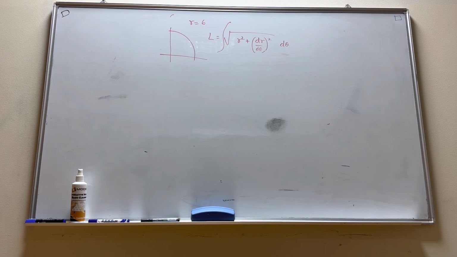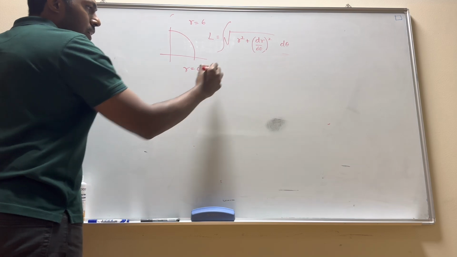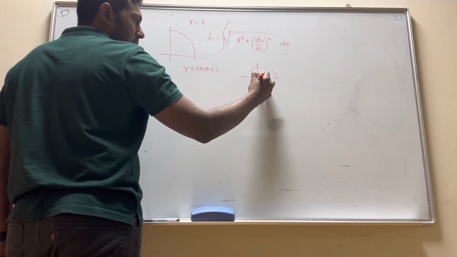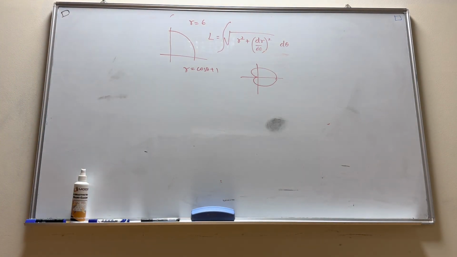So that is it. It's even simpler than the Cartesian way. Correct. So it depends on what you're trying to find. Some questions will be like r equal to cos theta plus 1. I think this was the shape. Pretty much like this. Okay, this is a fun exercise.